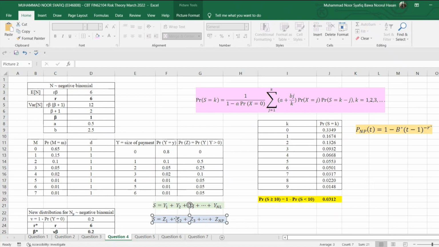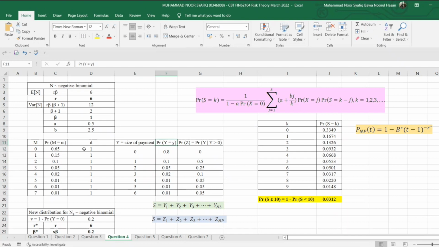But if you want to use Z, which is the payment per payment, we will approach to ZNP, where we have to revise our negative binomial distribution to NP revised distribution. So what is the probability of Y? It follows exactly like the probability of M, but just for this 0, since it takes both the probability of M equals to 0 and M equals to 1, so we have to take the value of 0.8, which is 0.65 plus 0.15. And the other probability follows exactly same like the probability M equals to m.